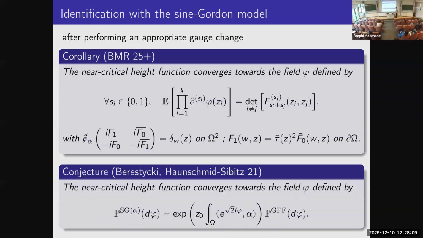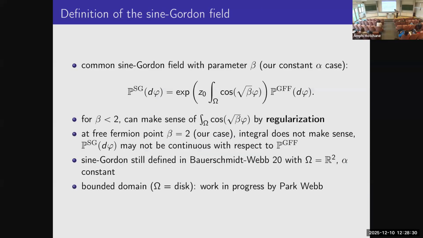And what was the conjecture saying? It said that the limiting field should be this sine-Gordon field. So far, those two things are very different. And I would like to tell you why those two things are actually the same and in which context. So the first thing that I would like to comment on is the definition of the sine-Gordon field, which is the question of someone in the audience.